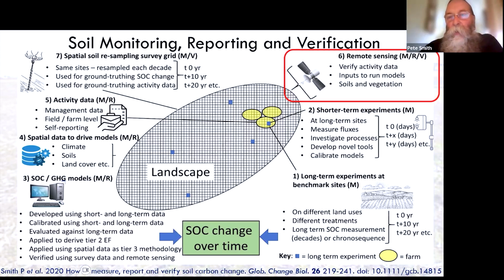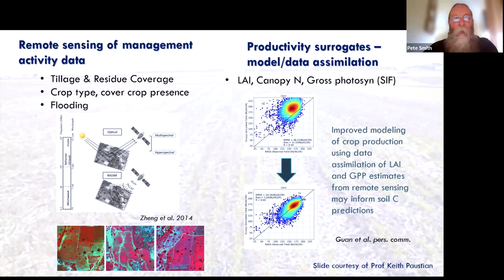In terms of remote sensing, it can be very important and very useful because it can be used to provide activity data. Remote sensing can be used to determine what tillage practices are being used, what stage the crop is at, if it's a crop. It can be used to drive models, and it can be used to provide other information directly.